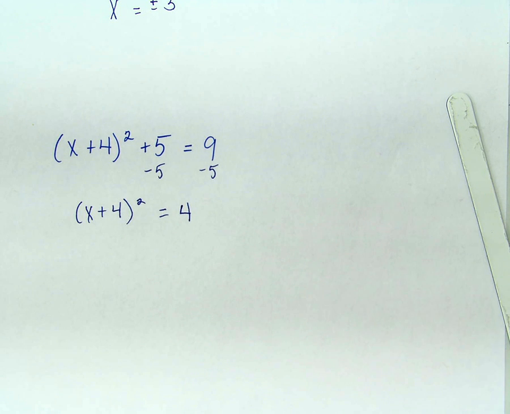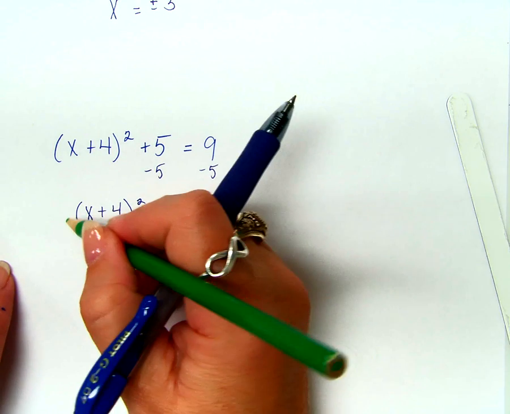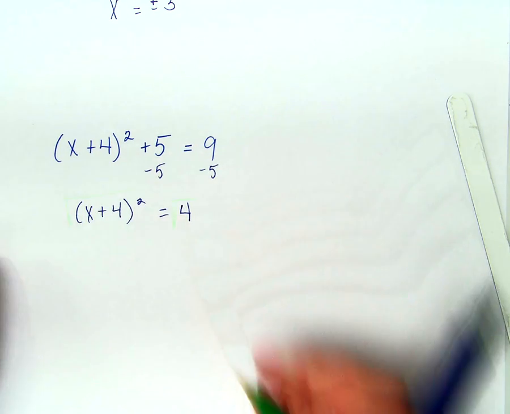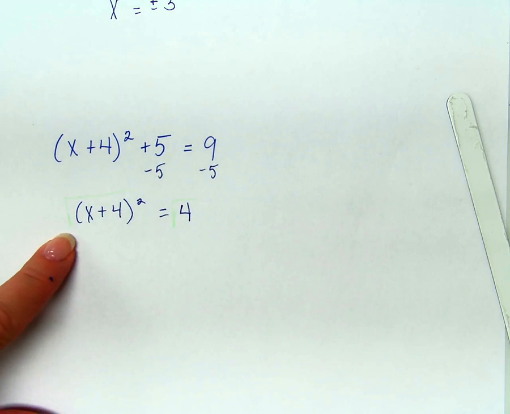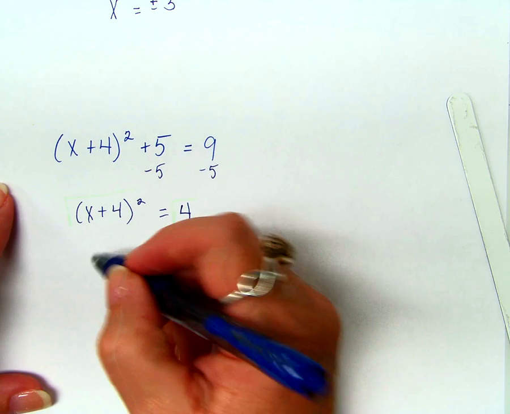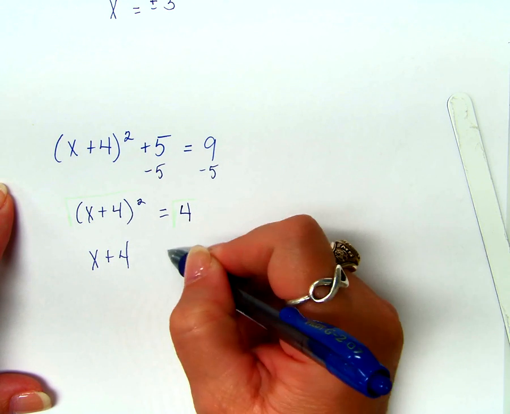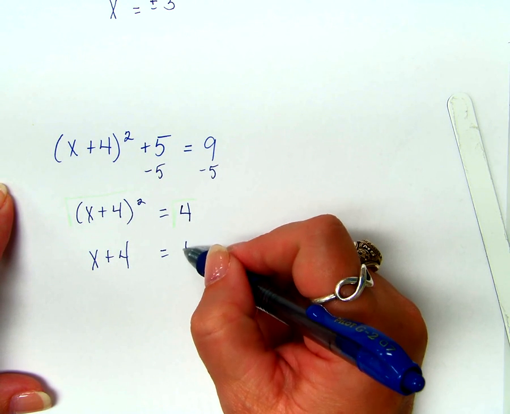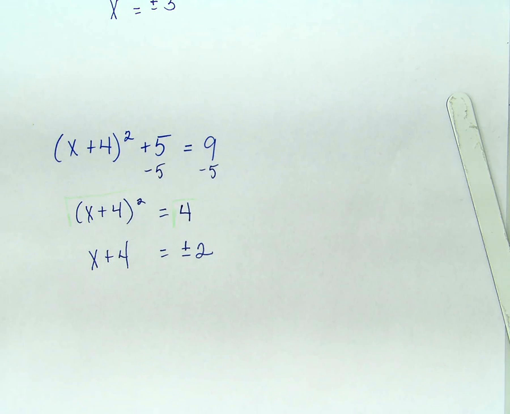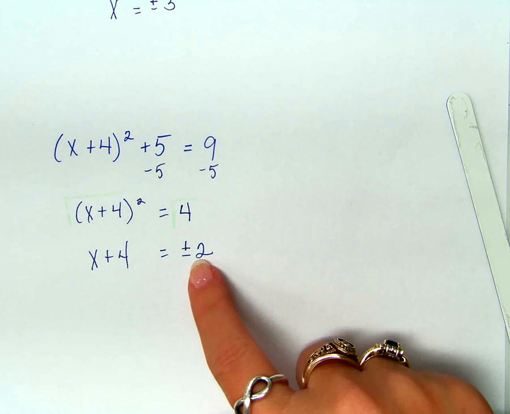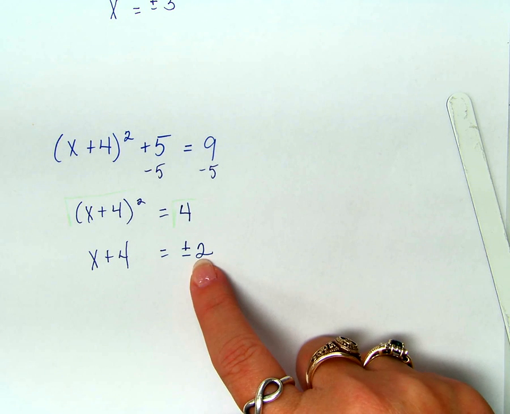Square the whole thing. Square root both sides, right? Square root both sides. What do I end up with on the left side? X plus 4. Equals positive, exactly right, plus or minus 2. So we have 2 choices here. We can go with it exactly like it's written, or we can write it as 2 separate problems. Do you see how this is a positive 2 and a negative 2 right here?